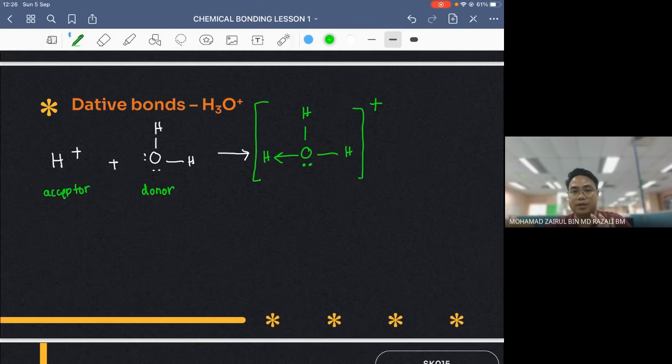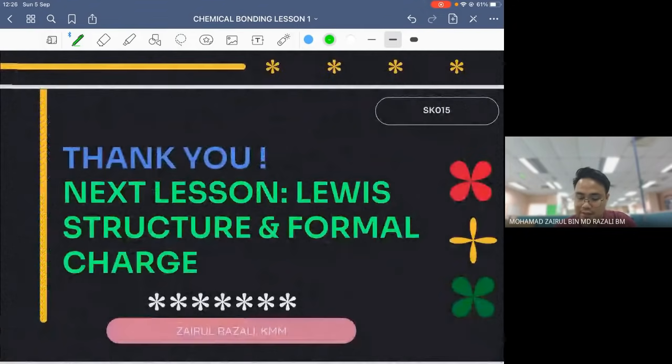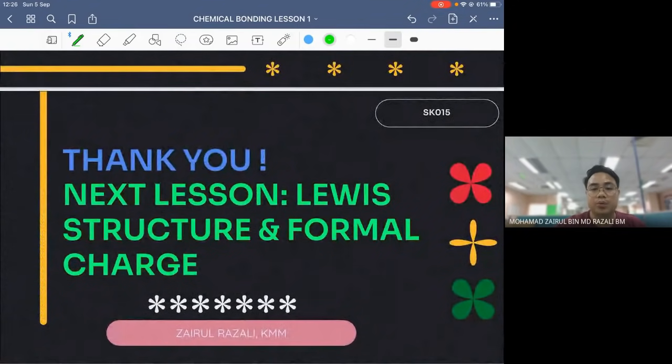Okay, this is just for today. For next lesson, we're going to learn about the Lewis structure and also the formal charge. Lewis structure is basically how you're going to draw the structure of the covalent bond. And formal charge ni kita gunakan untuk tahu macam mana Lewis structure yang kita lukis tu stable ke tak.